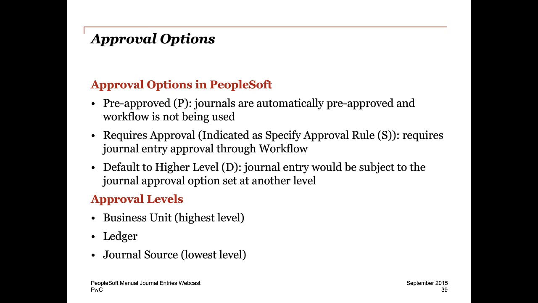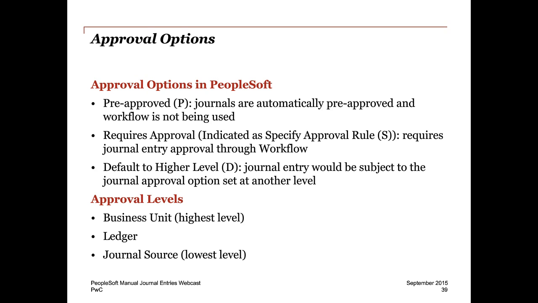The reason that the levels are important is really because of that default to higher level. You have the option to set specific configurations at the journal source level, for example, but then for specific journal sources, you could default to the higher level up to the ledger or even up to the business unit. So it can be fairly concise and straightforward, or very quickly get pretty robust and complex depending on your need.